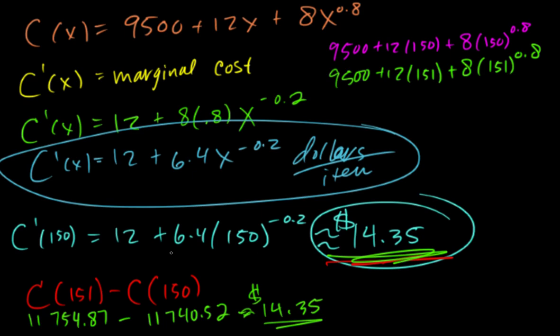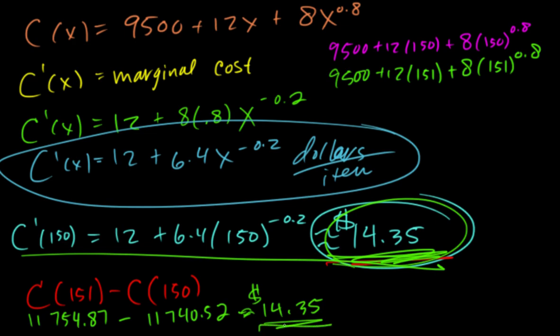Okay, so what this marginal cost is telling us is the rate that it would cost to make the next item. Directly from the book, it says this is the rate at which the costs are increasing with respect to the production level x when 150 items are made per day. It gives an estimate of the cost of making the 151st item each day. So if we wanted to make one more item, it would cost us $14.35, and then we have to decide, is that worth it?